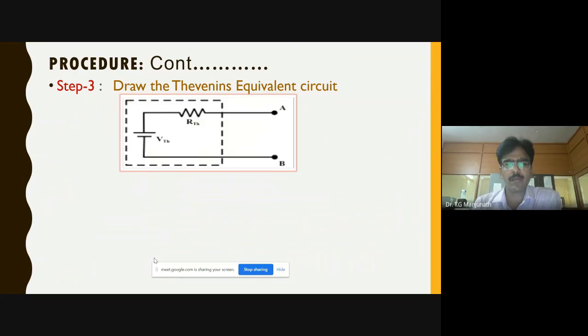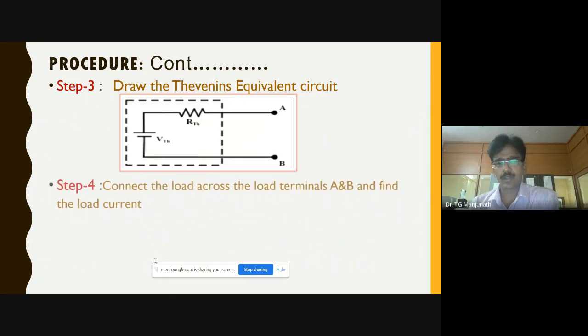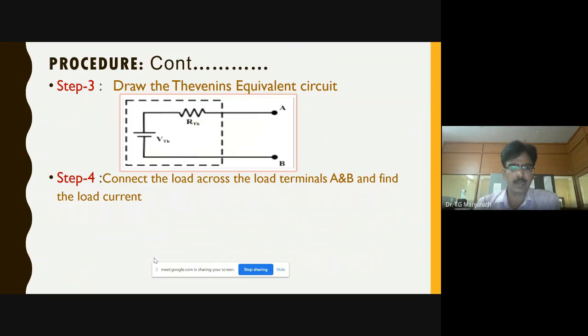Then what is your intention? To find the current flowing to the load or voltage across the load, correct? Then you connect that load across this Thevenin's equivalent circuit, across the load terminals A and B, so that you can find the current easily.